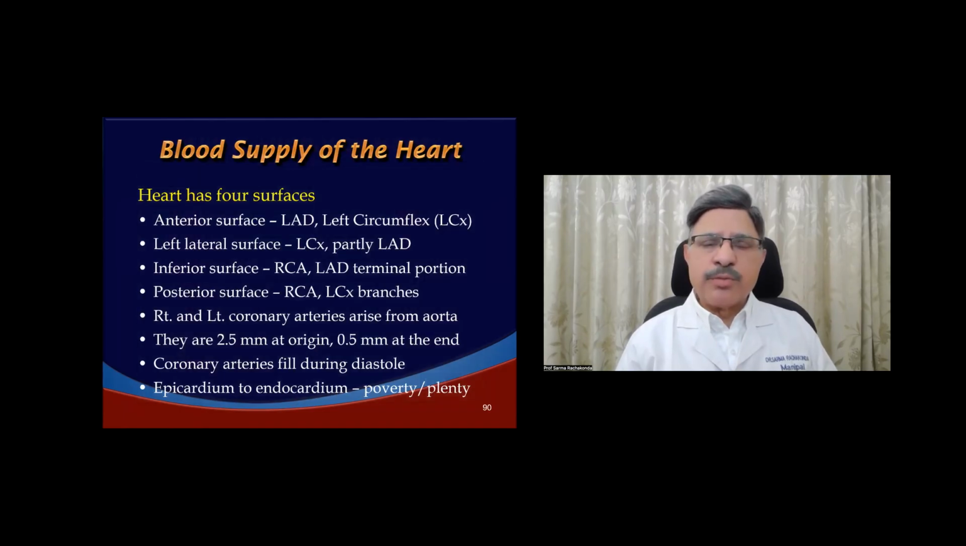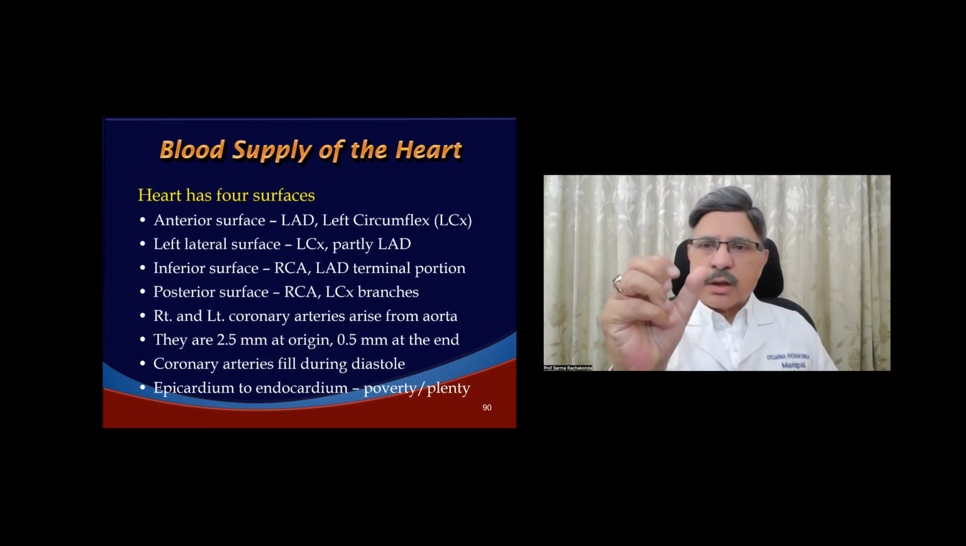Anterior surface is perfused by LAD and left circumflex, lateral surface by LCX, partly by LAD, inferior surface by RCA and LAD, posterior surface by RCA and LCX. Right and left coronary arteries arise from the aorta. They are small tubes of 2.5 millimeters at the origin, and at the terminal part they are only 0.5 millimeter in size. Coronary arteries, remember, they fill during the diastole.